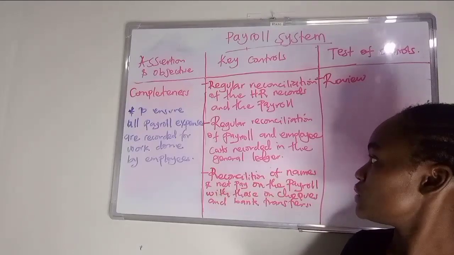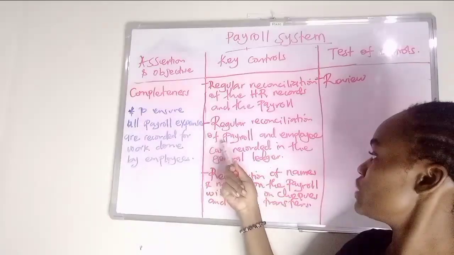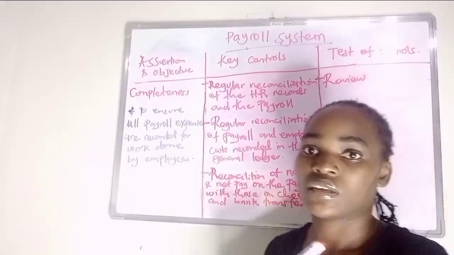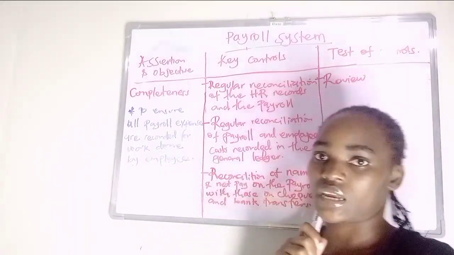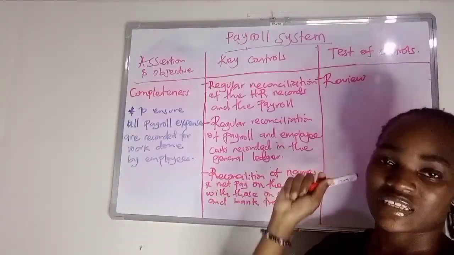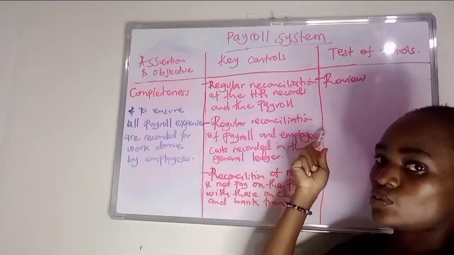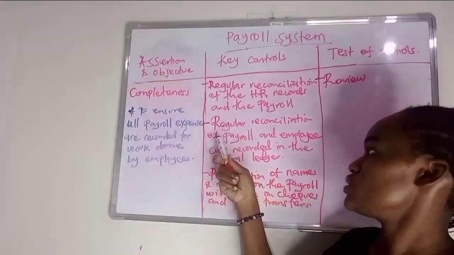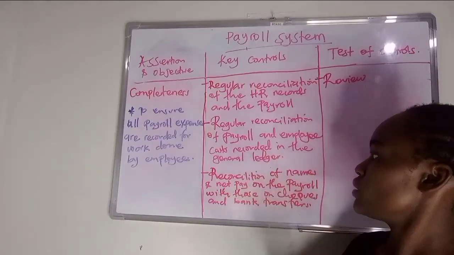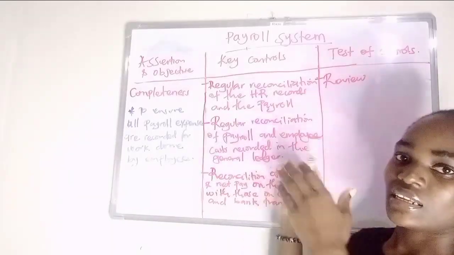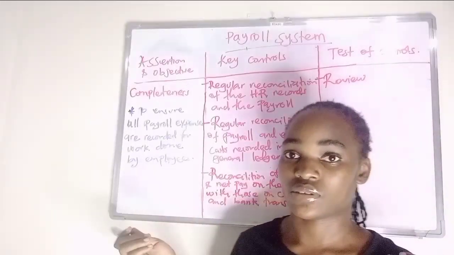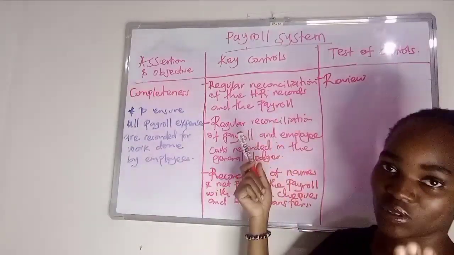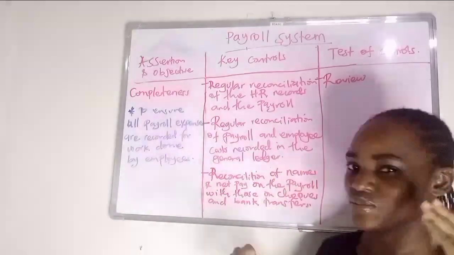Then another control is regular reconciliation of payroll and employee costs that were recorded in the general ledger to see if they are matching. If there is any difference, that difference is investigated. Then what can the auditor do? Same thing. The auditor is just supposed to review and check whether there is regular reconciliation of payroll and employee costs recorded in the general ledger, and then select a sample and carry out reconciliation. That's what the auditor can do. The test of control is based on the control. You just change something small.